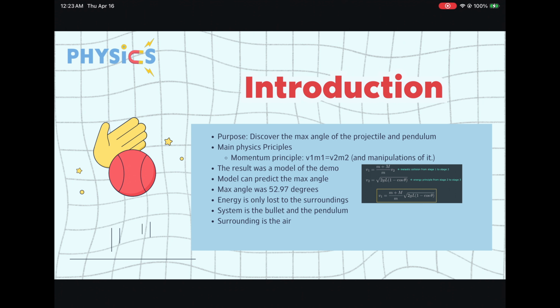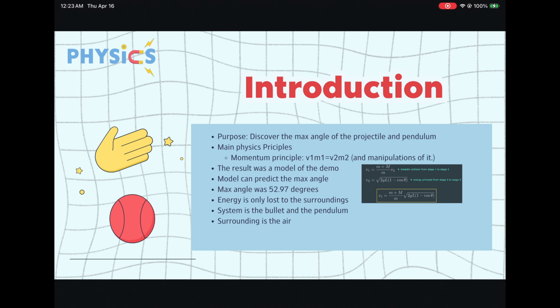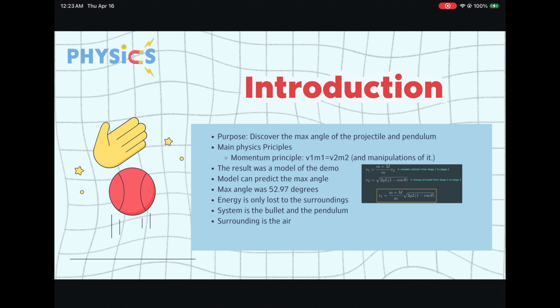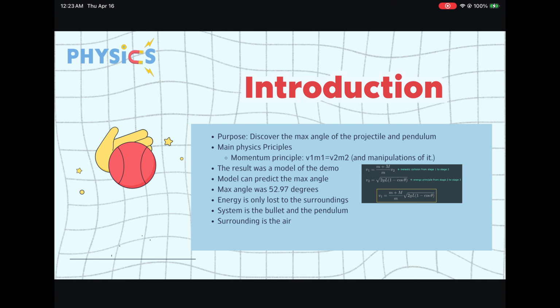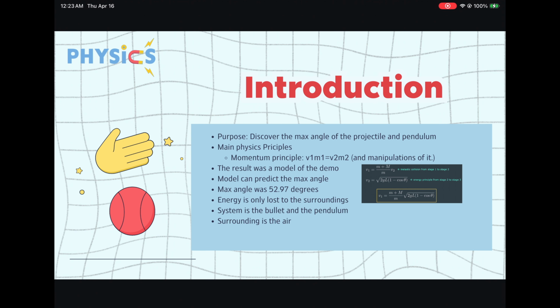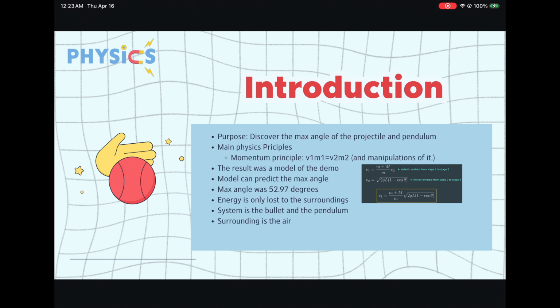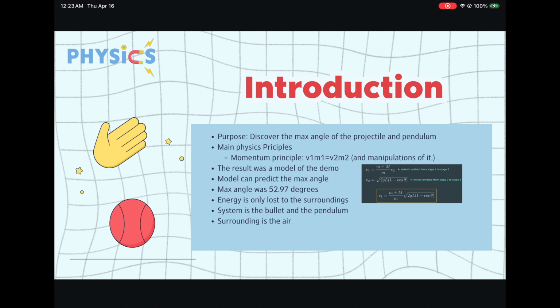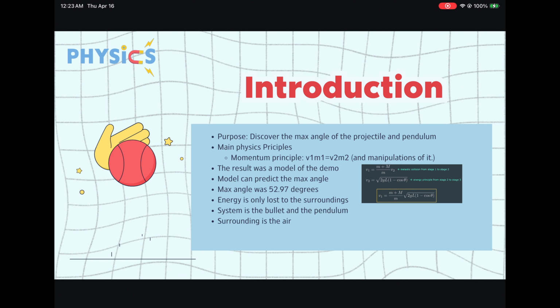The main physics principles are the momentum principle and variations of it. When looking specifically at the pendulum, you have to include sine and cosine as the pendulum moves. The result of this was a model of the demo, and the model can predict the max angle, which was found to be 52.97 degrees. Energy was only lost through the surroundings. The system is the bullet and the pendulum, and the surrounding is air.